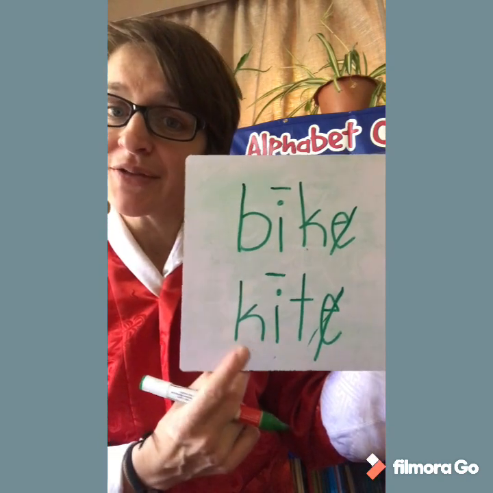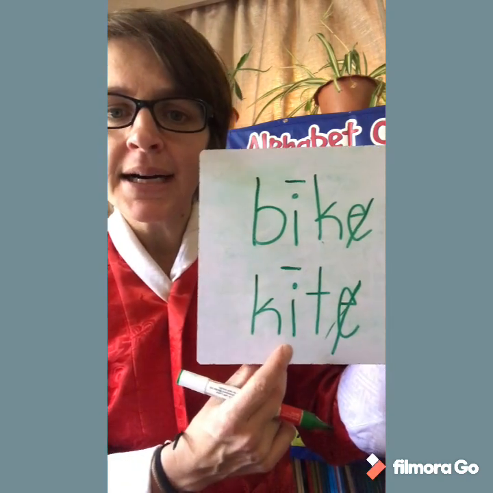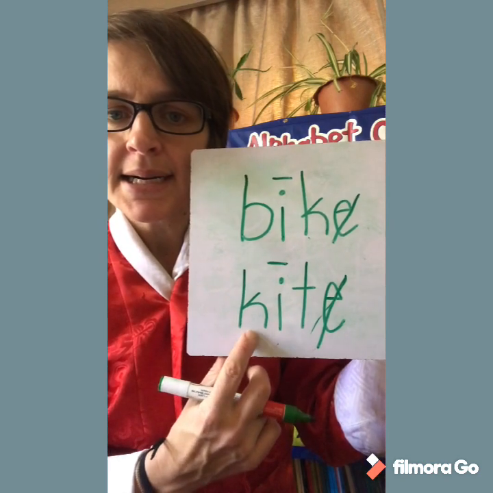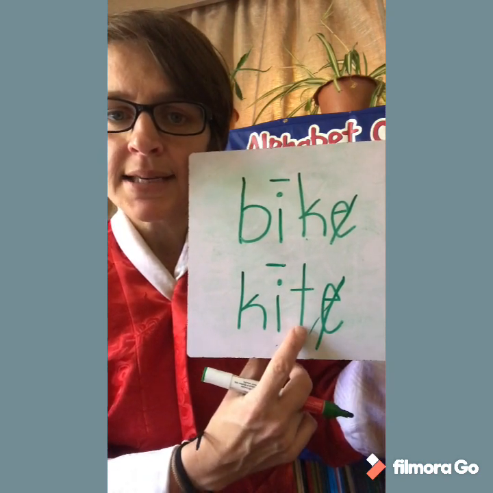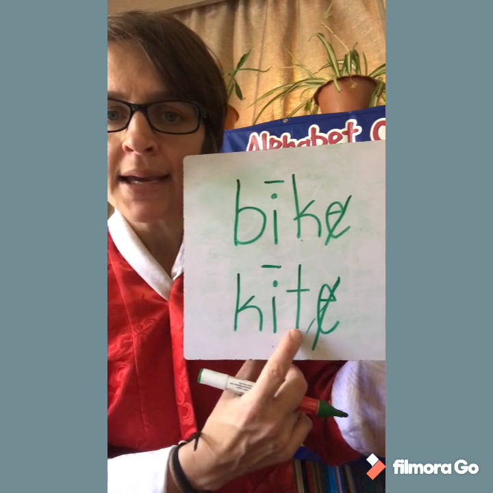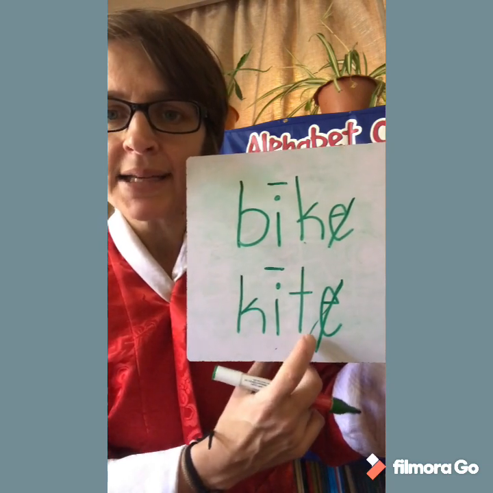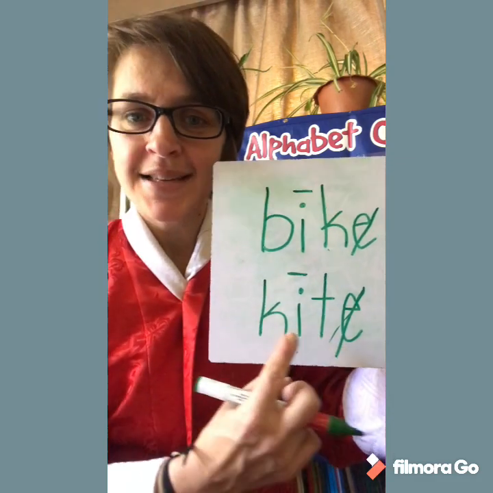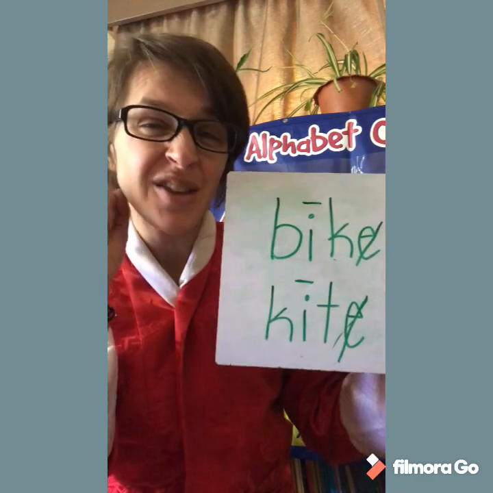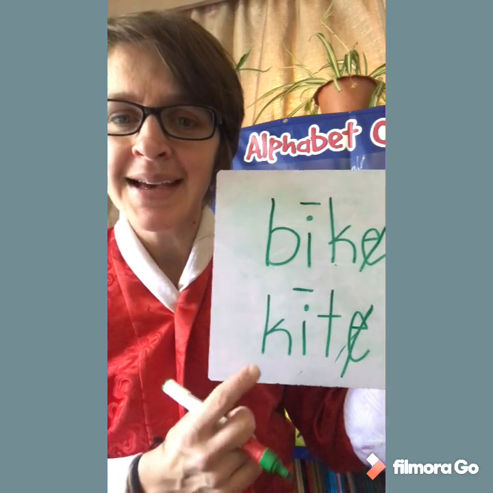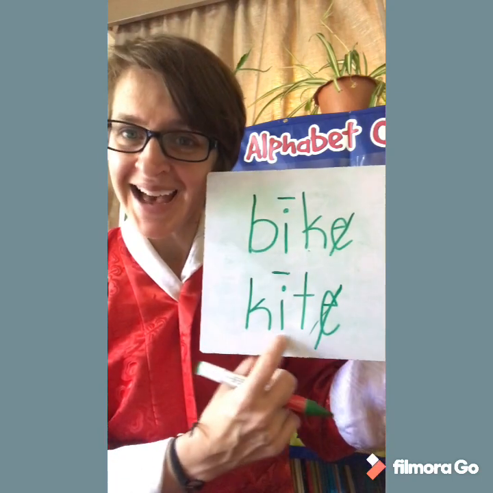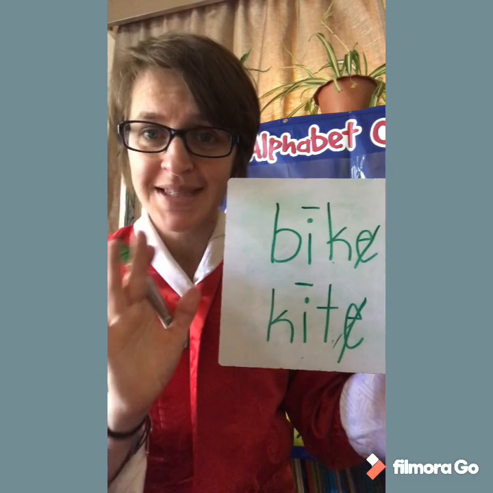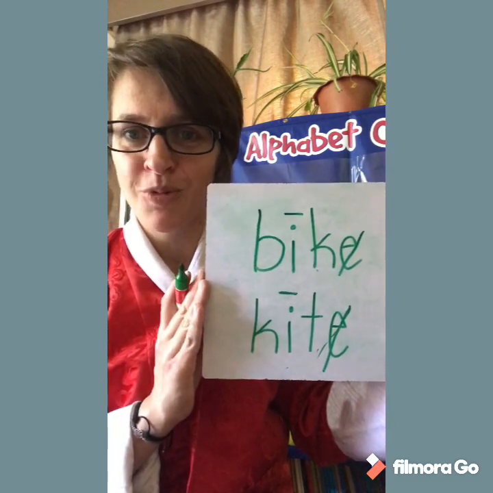What is the sound of K? K, I, T. K, I, T. Kite, kite. This is the word kite. So this is the long I sound. Can you hear the name I? Kite, kite. And then remember, magic E is silent, so we don't say the sound of E on these words.